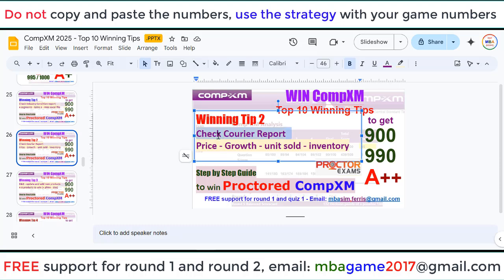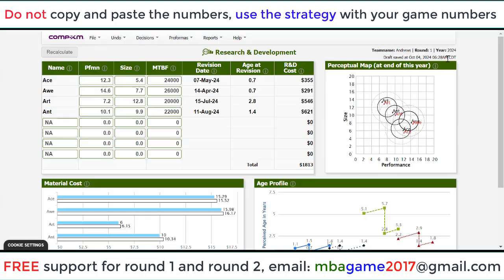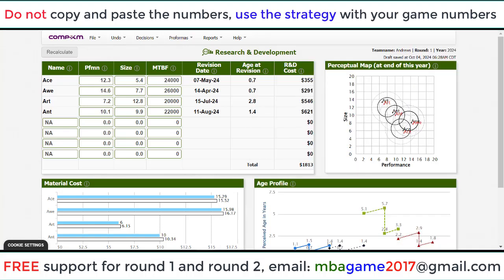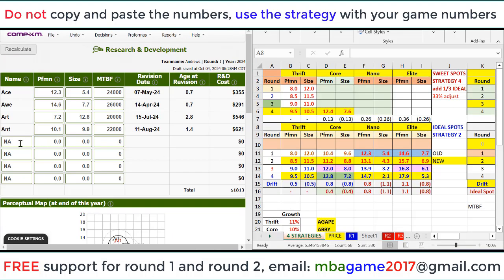Take the career report to set the price, the growth, unit result, and inventory. I saw it. So before we set decisions for the marketing, we come back here. We can double the sales and double the profit by adding the 4 new products. For example, we set AC2, right? AC2 or Nano 2, right?